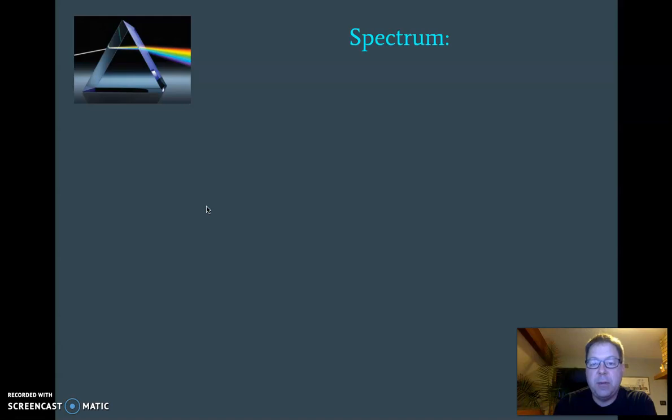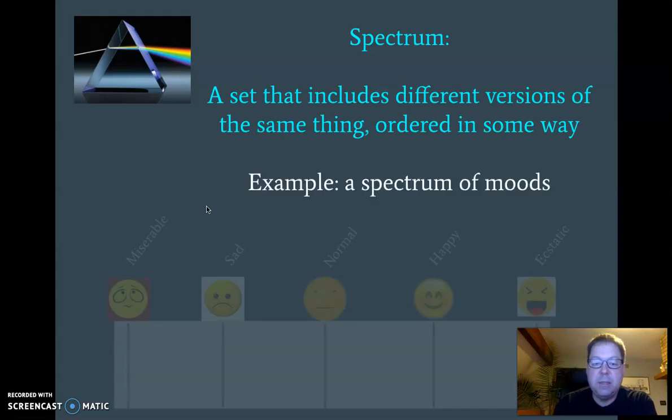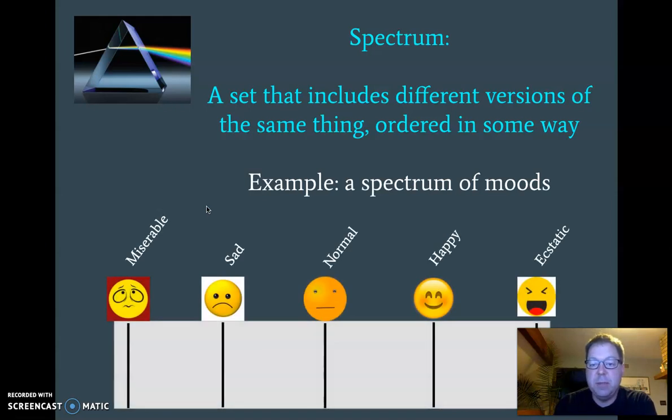And we're going to start by talking about a spectrum. I think a lot of you have seen a spectrum of light. It comes from the rainbow, but there's also other forms of spectrums. It is a set that includes different versions of the same thing ordered in some way. So for light, it can order by red to purple like a rainbow does, or it can do the whole spectrum that we'll talk about here in a second, but it also can be something that you see if you go to the doctor's office, like where are you feeling in your spectrum of moods right now? And there can be many different forms of this.